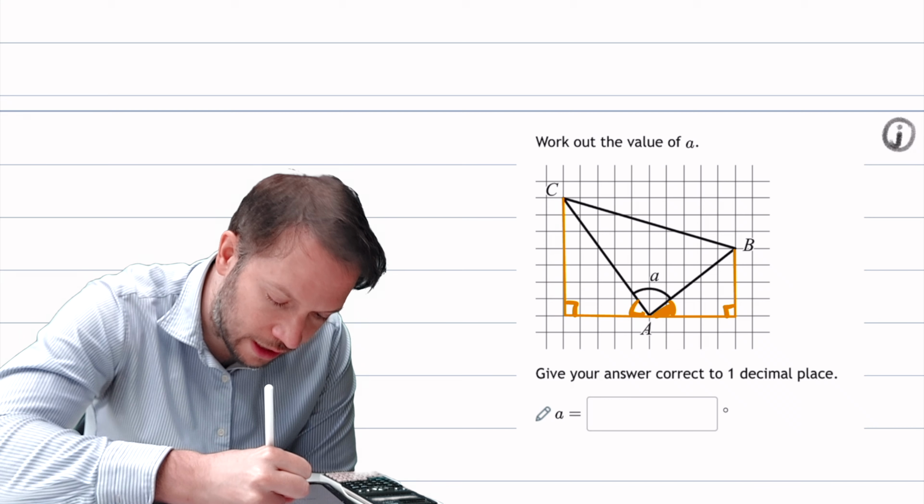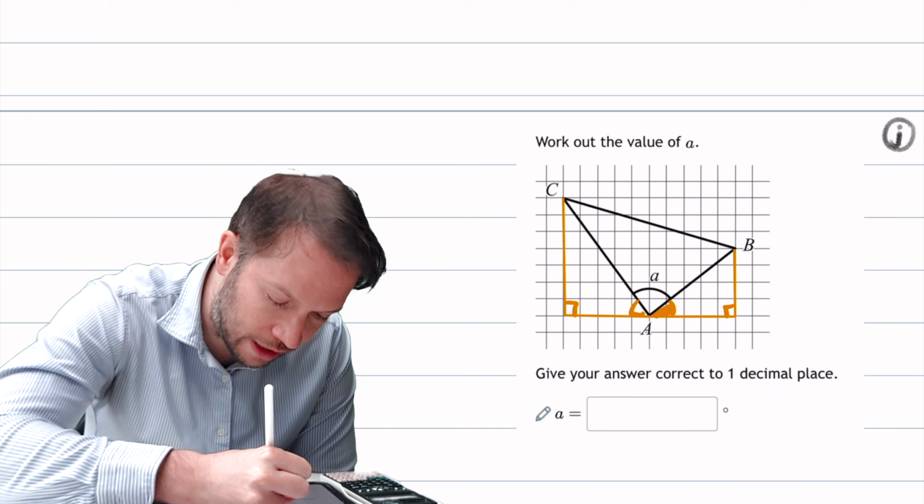Let's count the lengths on the grid. At the bottom, we've got 1, 2, 3, 4, 5 squares. It's 5 units. And then going up we've got 1, 2, 3, 4, 5, 6, 7. Remember, we label the sides relative to the angle of interest. If we call this angle theta, remember theta is a Greek letter often used to mean an unknown angle, then relative to that theta, the 7 is opposite, so we put an O in a circle for opposite. And this 5 here is adjacent to this angle, so we put an A.